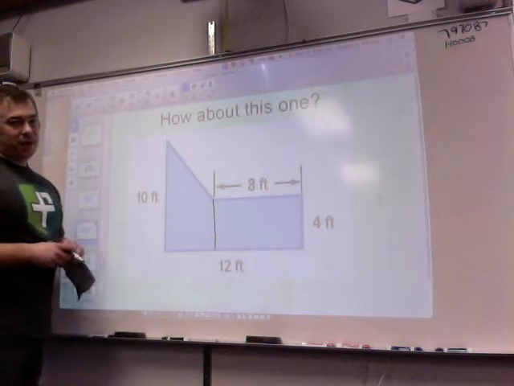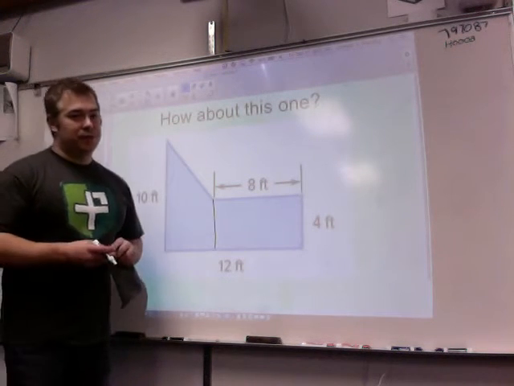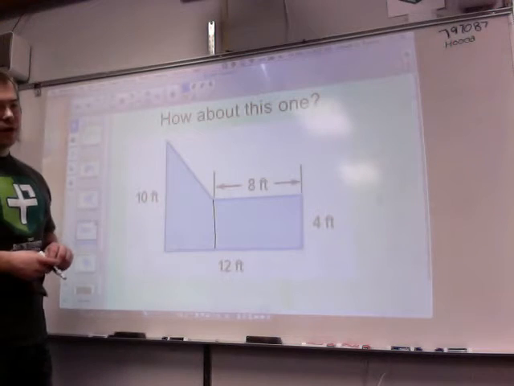Maybe I might mess this up, I don't know. I didn't do this ahead of time, so I'm doing this for the first time. And I like to try a trapezoid since we did triangle last time.